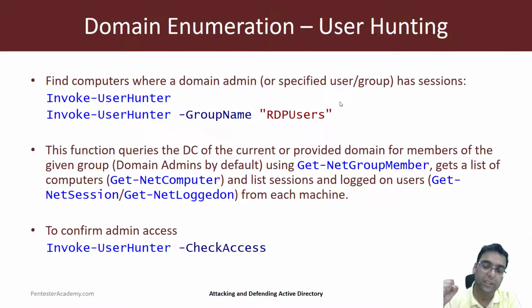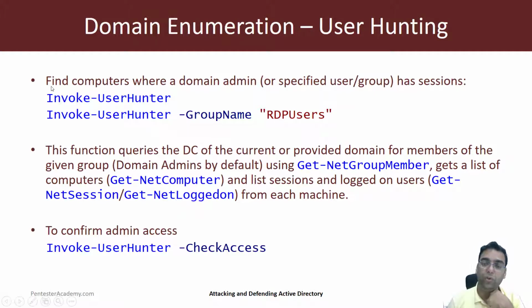So Invoke-UserHunter is a function. When we run it as a user, it looks for all the machines for a session of domain admin on all the machines in the domain and checks if we have local admin access on any of such machines. We can also use it to target a specific user or group, right? So if we are not after the domain admin, which sometimes makes sense because domain admin is generally a heavily monitored group, if we are after any other user or group, we can specify that.